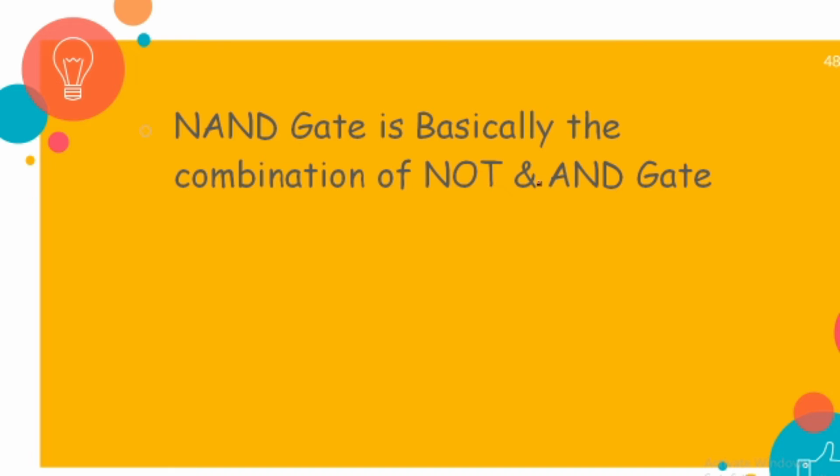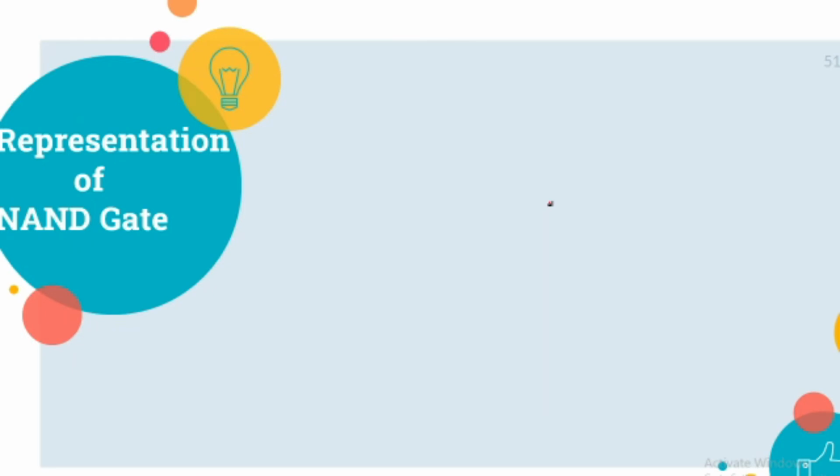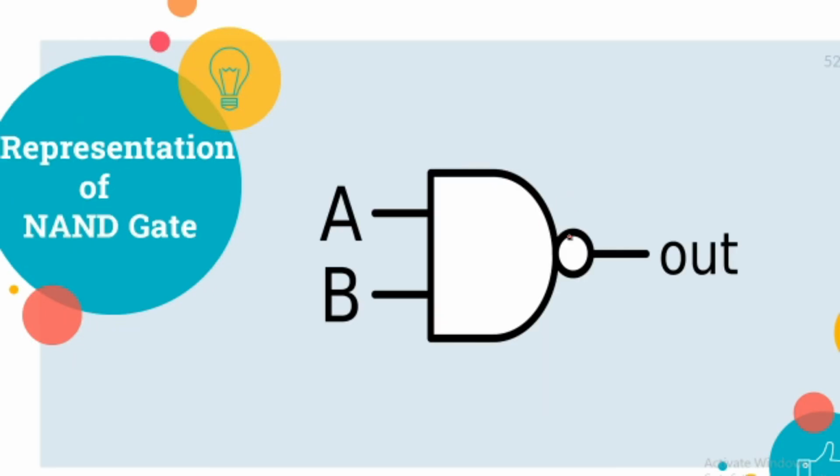The NAND gate is basically a combination of NOT and AND gates. In this case, we just make a complement of the AND gate. In the case of the NAND gate, we give two or more input signals but get a single output. Now look at its representation. If we ignore this circle, then we get only this one, which is the representation for the AND gate. If we put this circle, then this will be the representation for the NAND gate. Here this represents the complement.